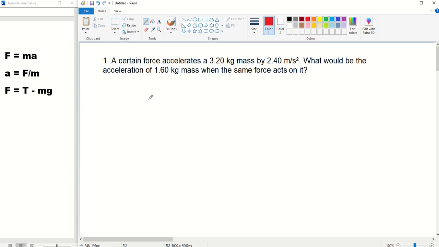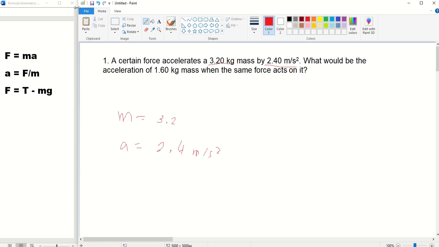So, first problem, sabi dito, a certain force accelerates a 3.2 kg mass by 2.4 meters per squared second. What would be the acceleration of 1.6 kg mass when the same force acts on it? So ngayon meron tayong given na 3.2 kg mass and then ang acceleration nito is 2.4 meters per squared second. So ngayon, sulat natin, meron tayong mass na 3.2 kilograms, and then meron tayong acceleration na 2.4 meters per squared second.